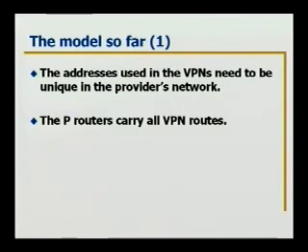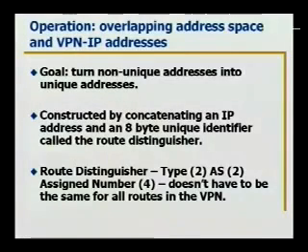We have to have distinct address spaces for each one of the customers. So in order to solve this, we use a new address type. The goal is to turn these non-unique addresses into unique addresses. And we do this by concatenating an IP address with an 8-byte unique identifier, which is called the route distinguisher.